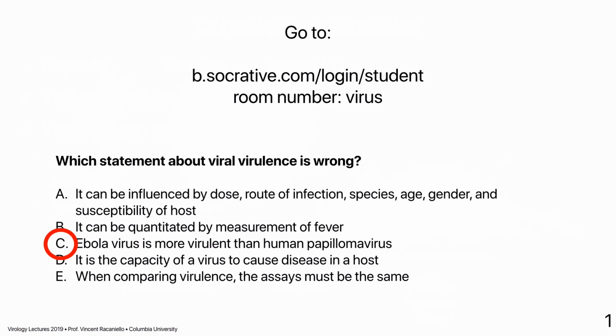Most of you got C, which is the right answer. Ebola virus is more virulent than human papillomavirus. You probably feel that. So the ones of you who answered the other, you probably feel that Ebola virus is more virulent, right? But you can't say that because you cannot just look at what happens in a population and say that one is more virulent than another because they're introduced into people by different ways, different doses, and so forth. All the others are correct.